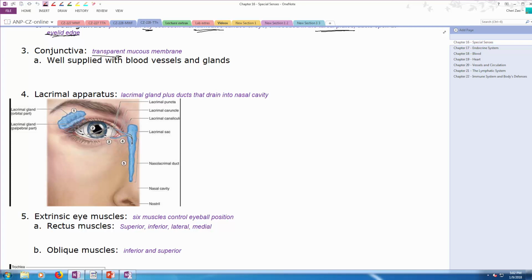What's interesting about the conjunctiva is it is stitched to this area here, and it is stitched right around there.